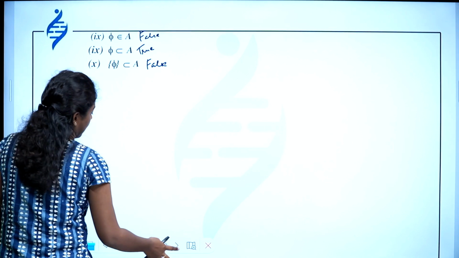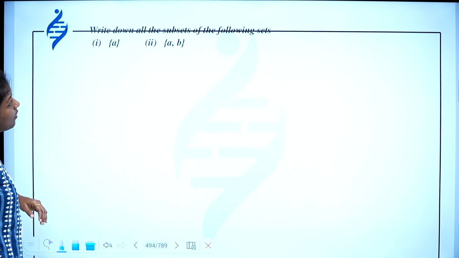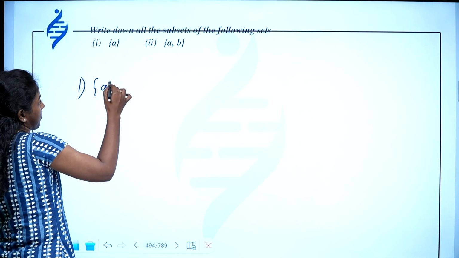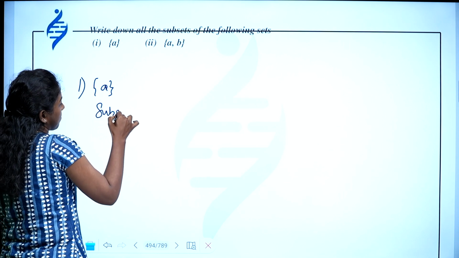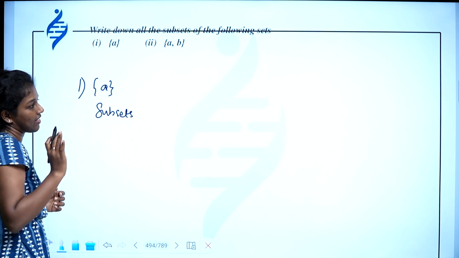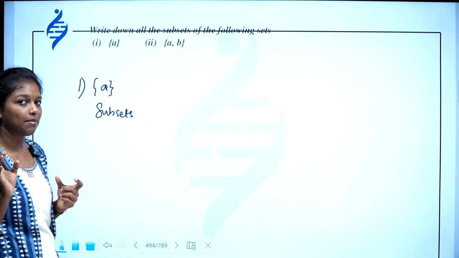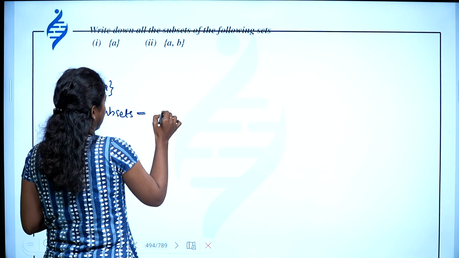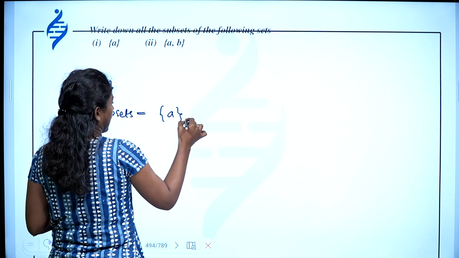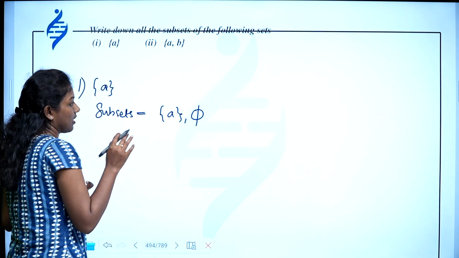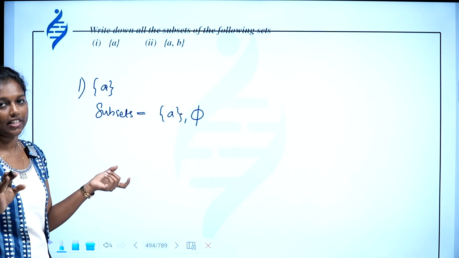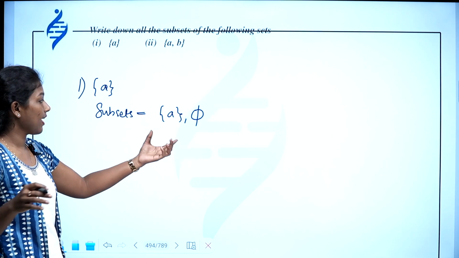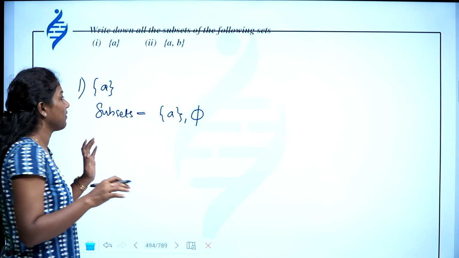Then write down all the subsets of the following sets. The first one is set {a}, and this is a singleton set. What was a singleton set? Singleton set means there is only one element. So the subsets are the set itself and the empty set. These two subsets will always be there, whatever sets you choose.